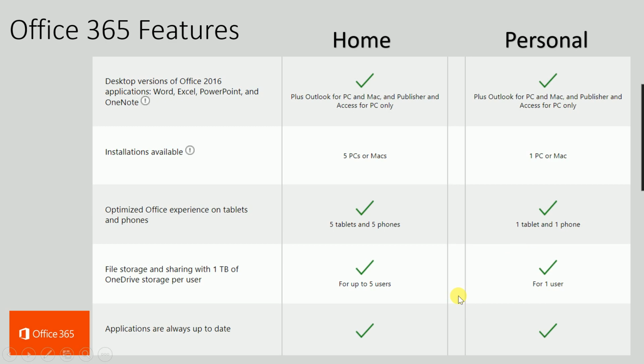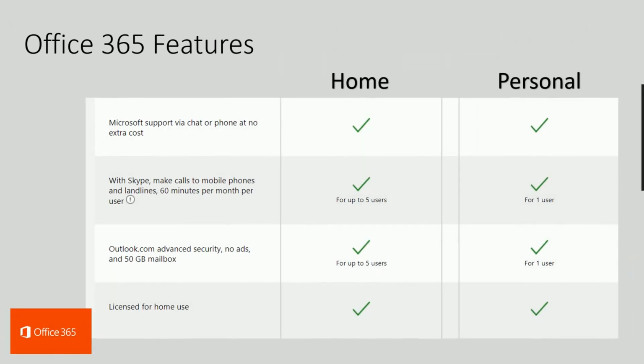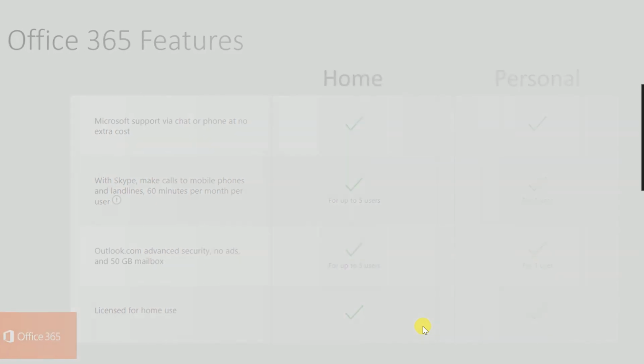Applications are always up to date. This is nice because Office 365 is going to be downloading and giving you new features as they put them out. So sometimes I just log on, I open Word, and it says, hey, you've got a new feature, and tells me about it. Okay, so you get support, you get Skype, you get a nice big Outlook mailbox with more security and no ads, and it is licensed for home use. So that's all good to know.